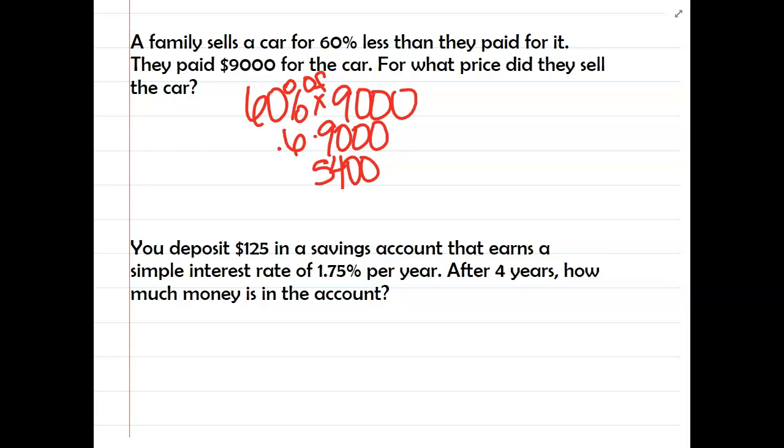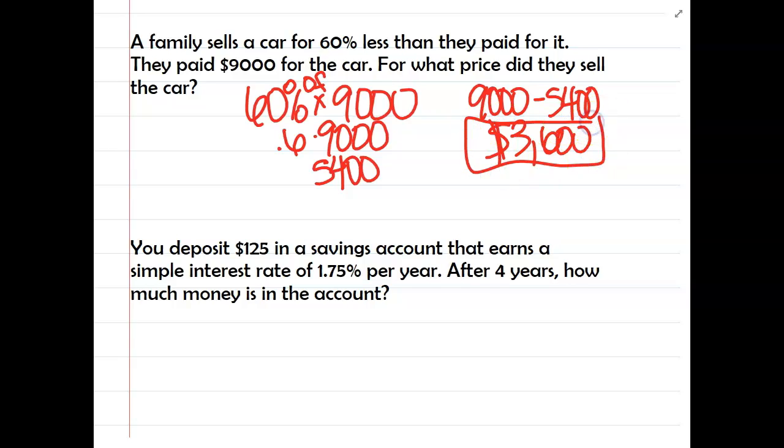$5,400. And here's the thing. That's not what they sold it for. That's how much money they lost. They bought it for $9,000. They lost $5,400. When they sold it back for $3,600.